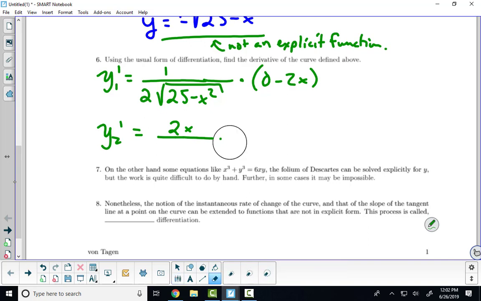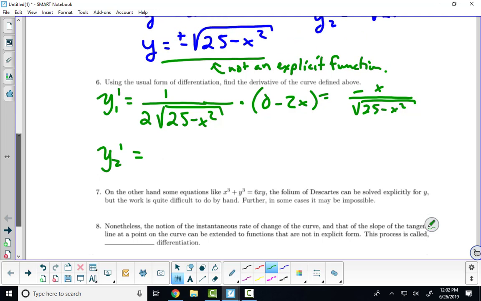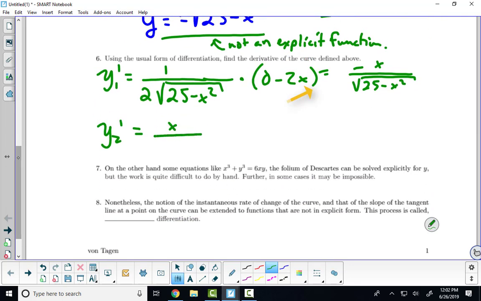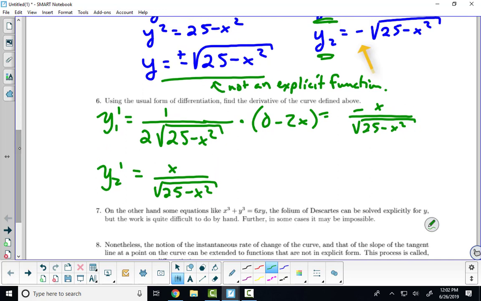Oops, let's clean these up. I'm going to clean this first one up. This would give me a negative x in the numerator, because the 2's cancel, so we'd have negative x over the square root of 25 minus x squared, right? When we go ahead and clean that up. And when we take the derivative of the second, y2, in this case we would just get positive x over the square root of 25 minus x squared. How come positive? Because we had a negative in the original function, and then when we did the chain rule, we'd introduce another negative, and the two would cancel out. Any questions on that, folks?